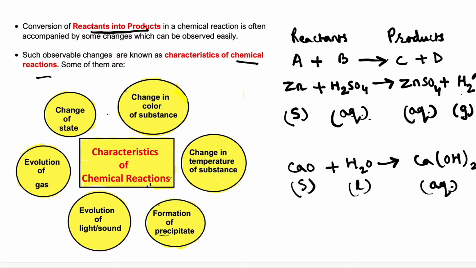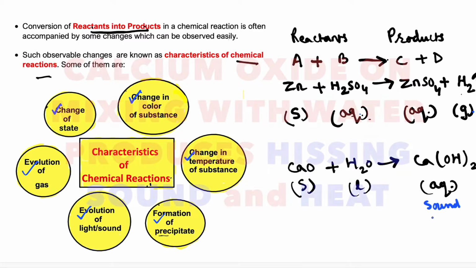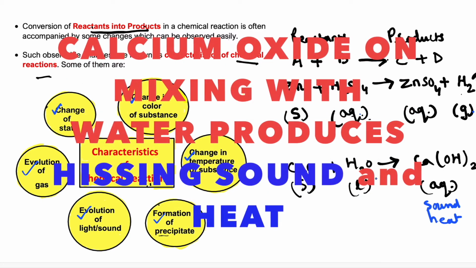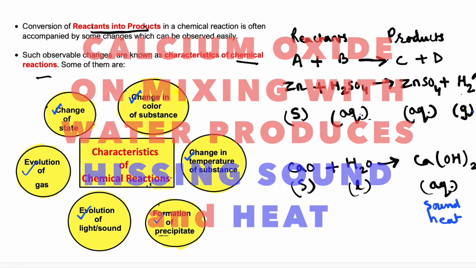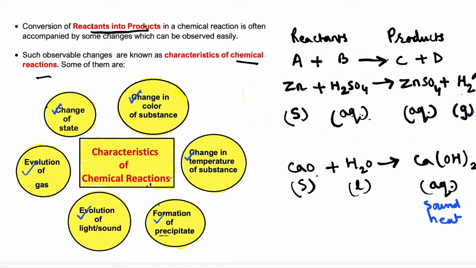So there are certain characteristics which occur during chemical reactions. They are change of state, change in color of substance, change in temperature of substance, formation of precipitate, evolution of light or sound, and evolution of gas. In the example we have seen, change of state is taking place along with the production of sound and heat in this reaction. So we can say that in a chemical reaction, one or many of such changes can occur.